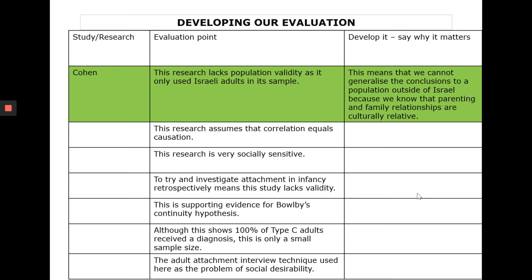And then the right-hand column is really important because this is where we really develop our evaluation and get our marks. And that question I always ask you to think to yourself is, well, so what? Why does it matter? So if we're saying it lacks population validity, why does that matter? Well, it means we can't generalize to any population outside of Israel, which isn't really that helpful for us.